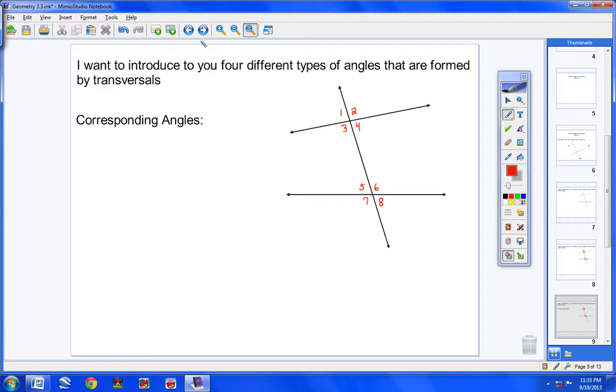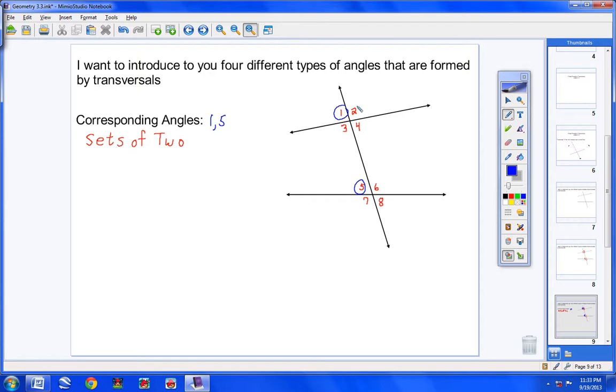Here we go. Corresponding angles. First of all, write this in your notes. They come in sets of 2, or pairs, however you want to say it. They come in pairs or sets of 2. Okay? And here they are. Are you ready? 1 and 5 would be corresponding angles.